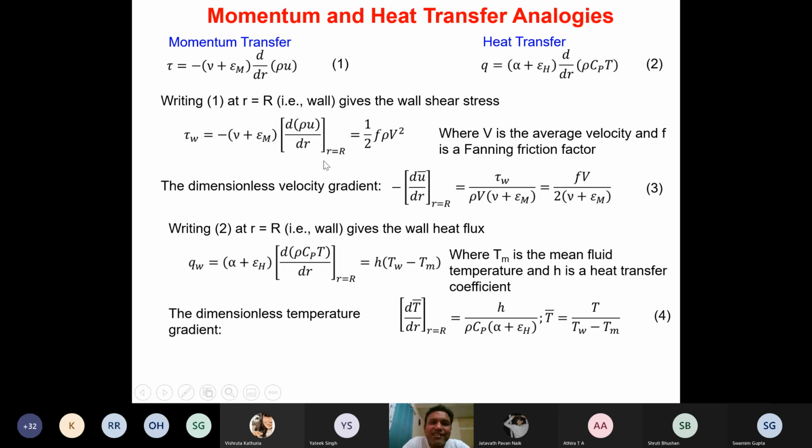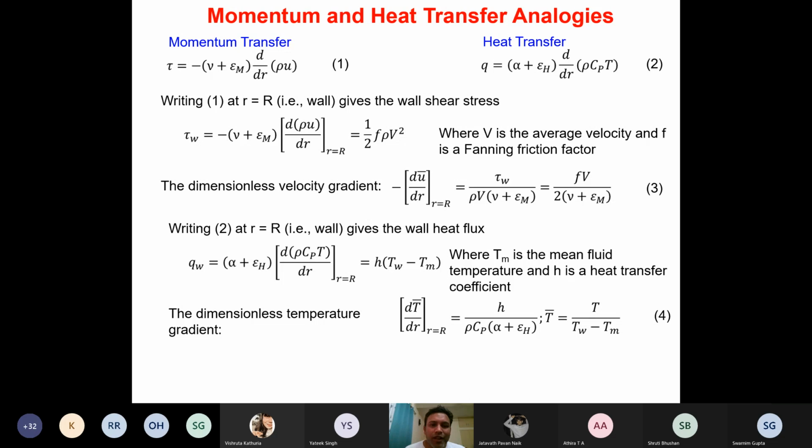And wall shear stress is given in terms of the Fanning friction factor. So the frictional head here is given as half f rho v square, where f is the Fanning friction factor. Okay. So this we can directly write in terms of the friction factor. The wall shear stress we can write in terms of the friction factor, and the frictional head in this case will be half f rho v square, where v is the mean fluid velocity. Okay.